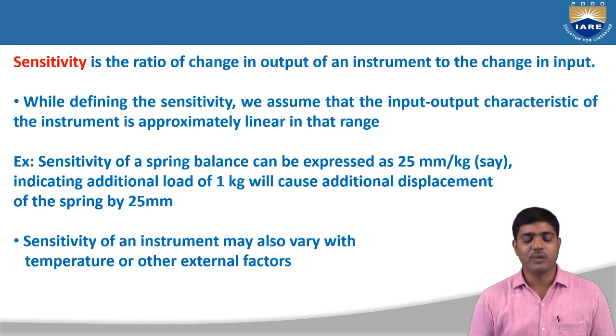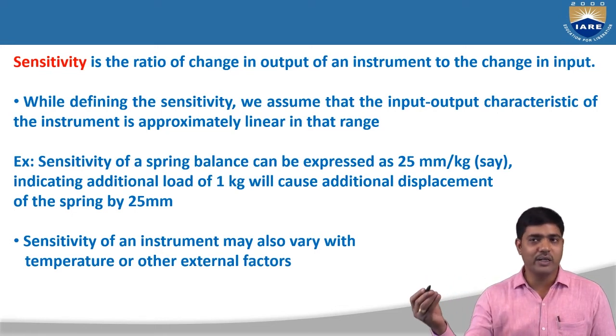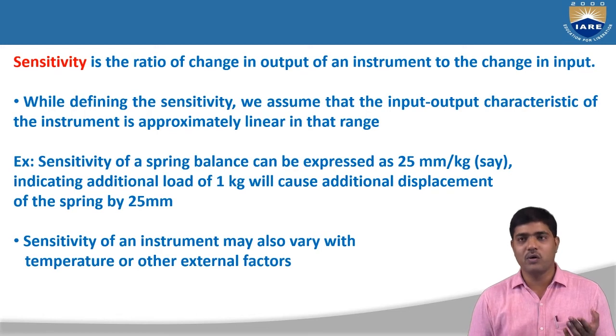And sensitivity. It is the ratio of the change of output of an instrument to the change in the input. Suppose you change the temperature of the input by 20 degrees centigrade, how much variation you get at the output, that is all about the sensitivity. When defining the sensitivity, you assume that the input and output characteristics of the instrument are approximately linear in that particular range. That is very, very important when defining the sensitivity.